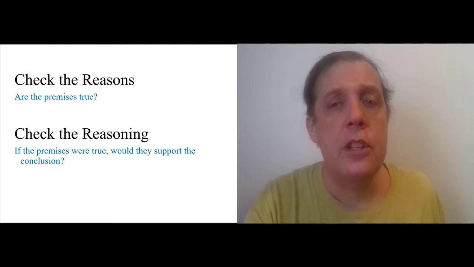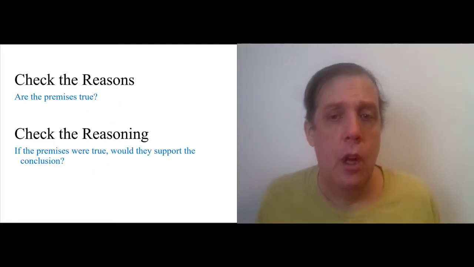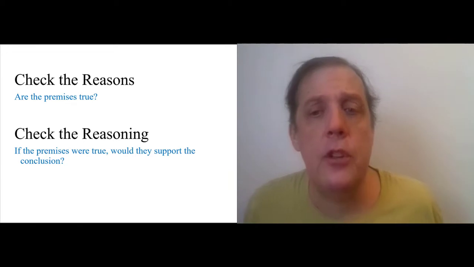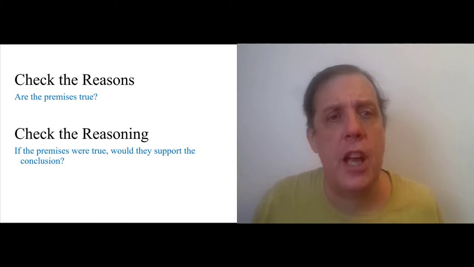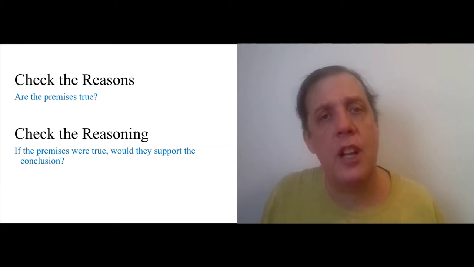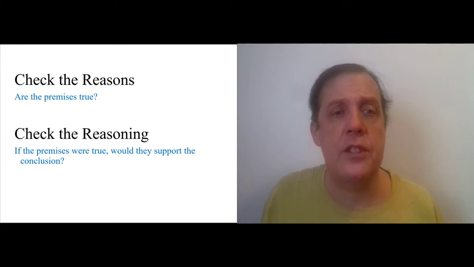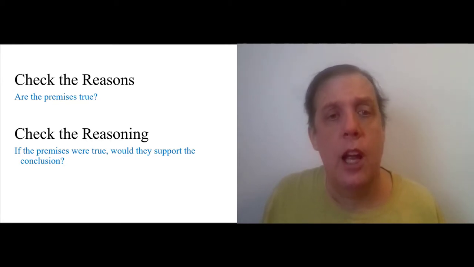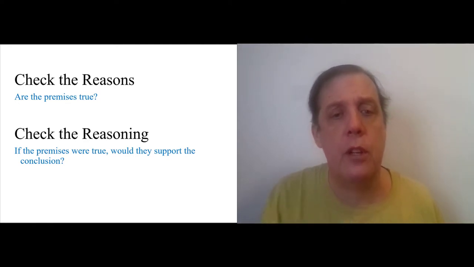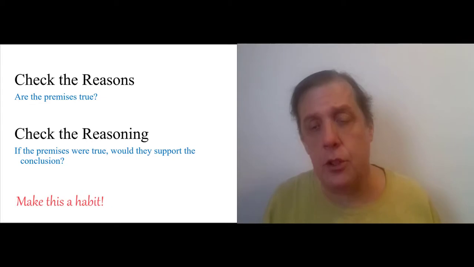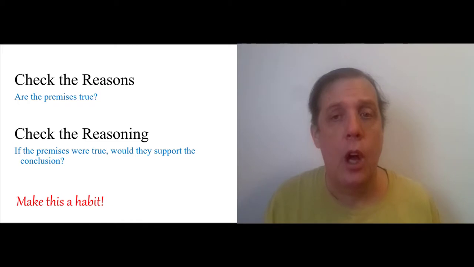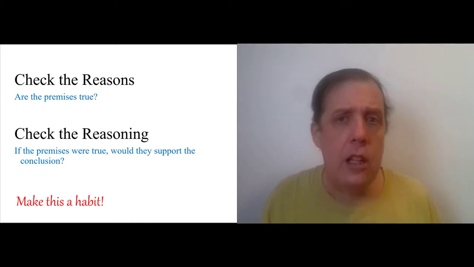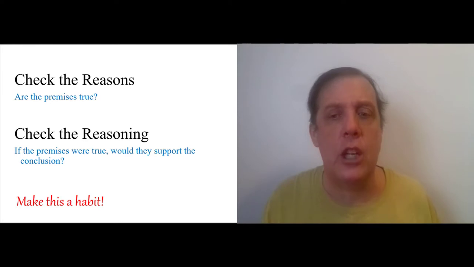All right, so let's go back to chapter 2. What I said there was that whenever you encounter an argument, you want to run two checks. You want to check the reasons and you want to check the reasoning. So you check the reasons: are the premises true? And then you check the reasoning: if the premises were true, would they support the conclusion? And of course, at the time I said you should always make this a habit. You need to run both of these checks if you want to be sure that you are dealing with a good argument.